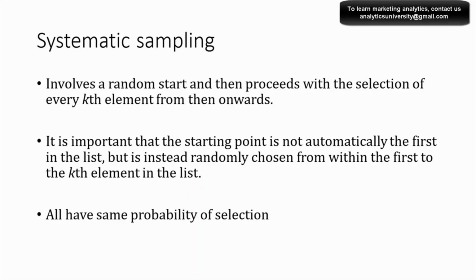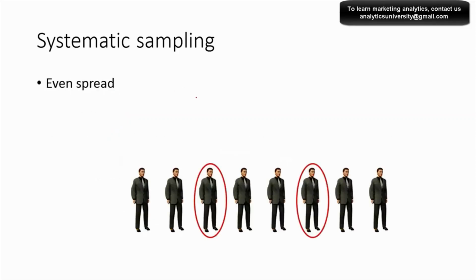Systematic sampling involves a random start, and then you proceed with a selection of every kth element. I'll straight away go to the picture, and it's easy to understand from there. So these are different elements of a given population. The first element that we select in the sample is random. It could be the first one, the second one, third one, fourth one, but it's totally random. So we selected the third one, but remember this is a random selection. It could be any other element also.